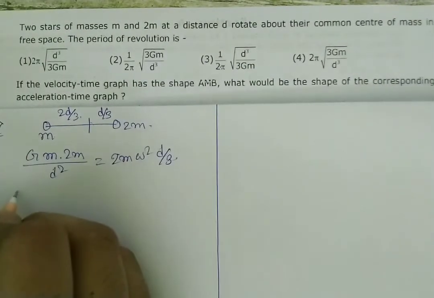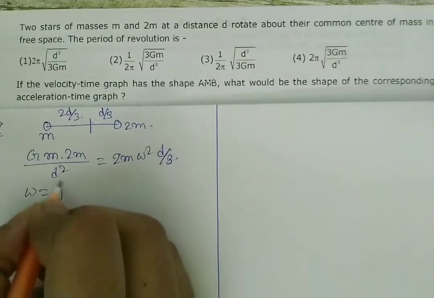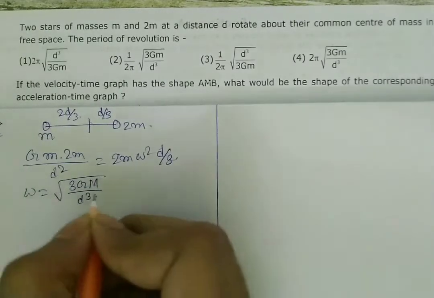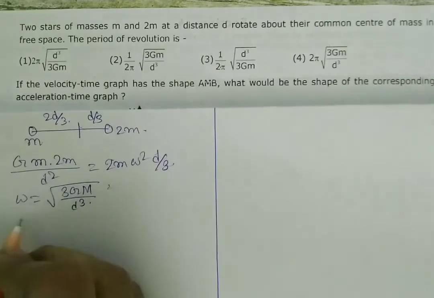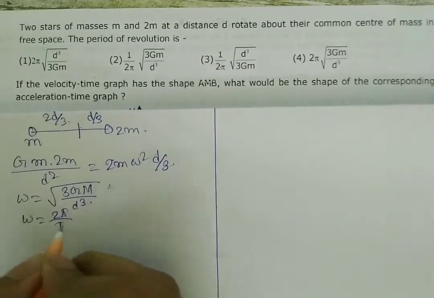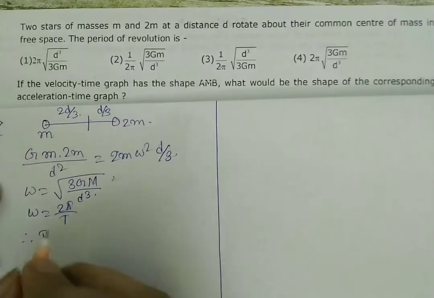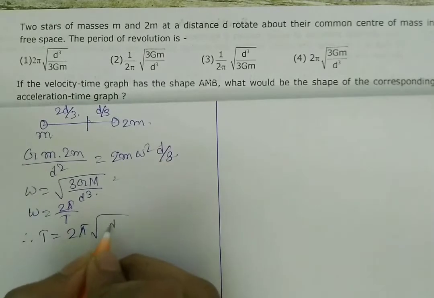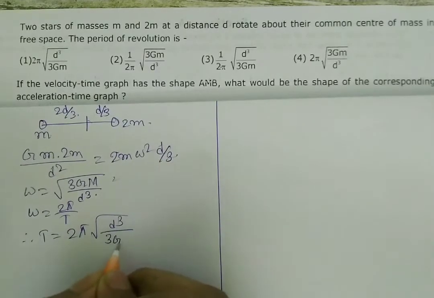So we can say this omega will be equal to root of 3GM by d cube, and we know the relation that omega is equal to 2 pi by T. So the time period T will be equal to 2 pi into root over of d cube by 3GM.